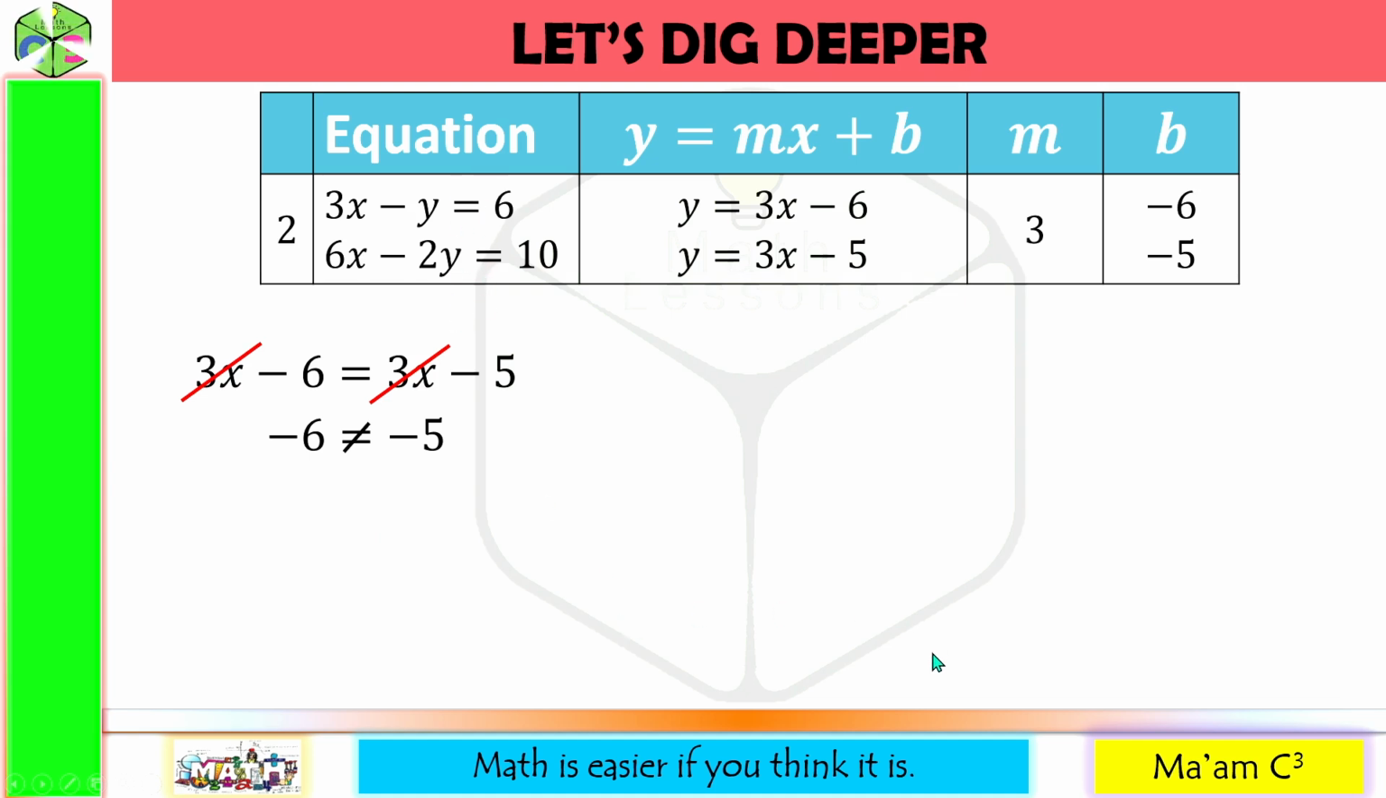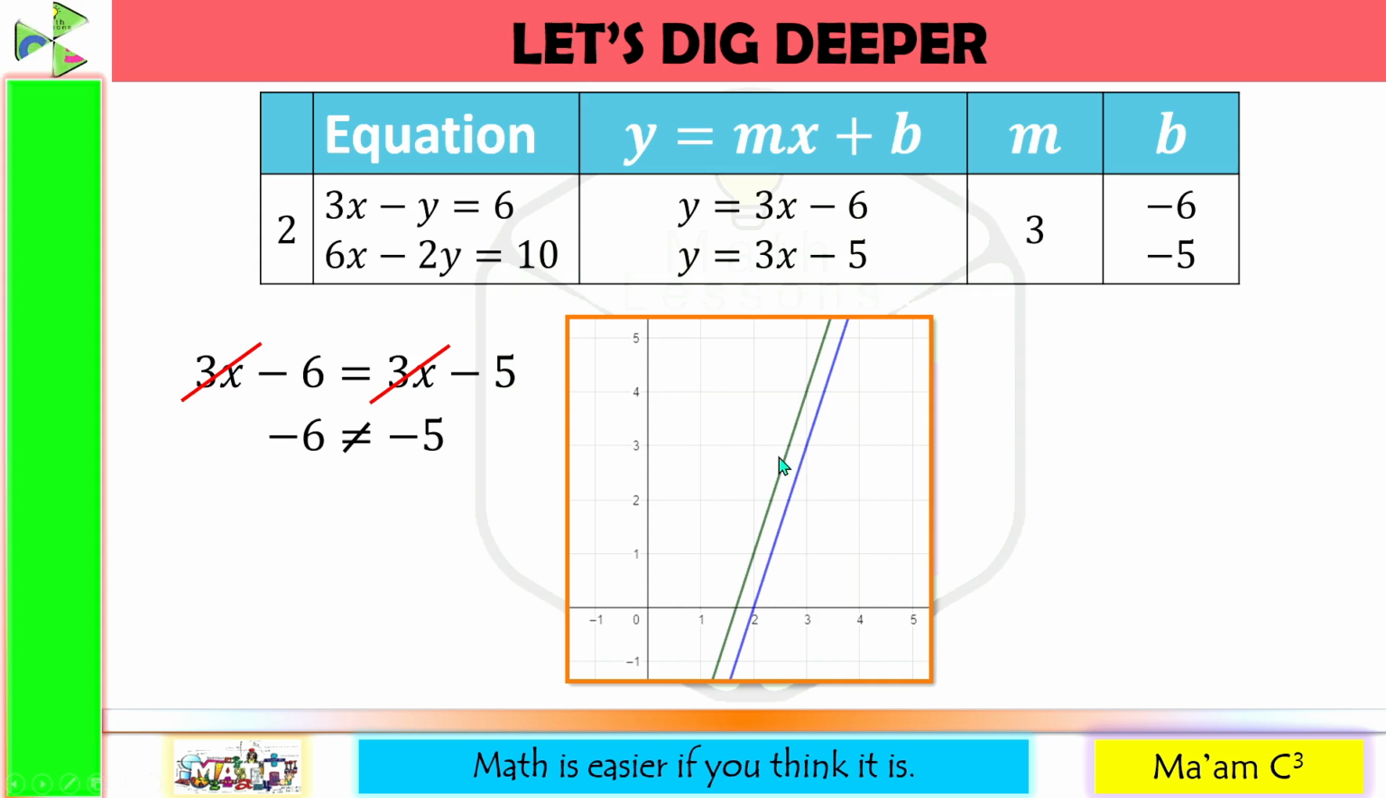Let us recall the graph of this line. Oh yes, they form parallel lines, meaning there is no point in this line that will satisfy the equation of the second line because they did not intersect.